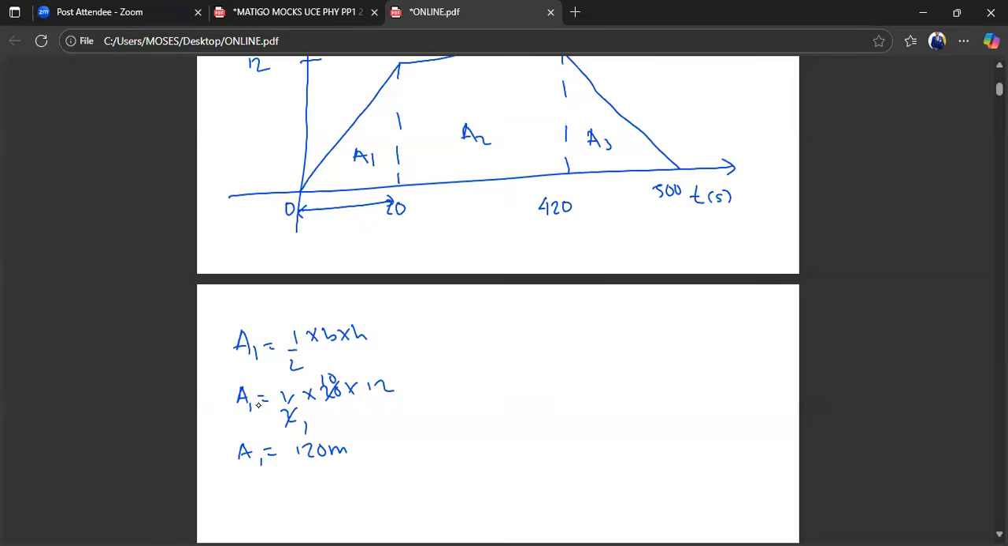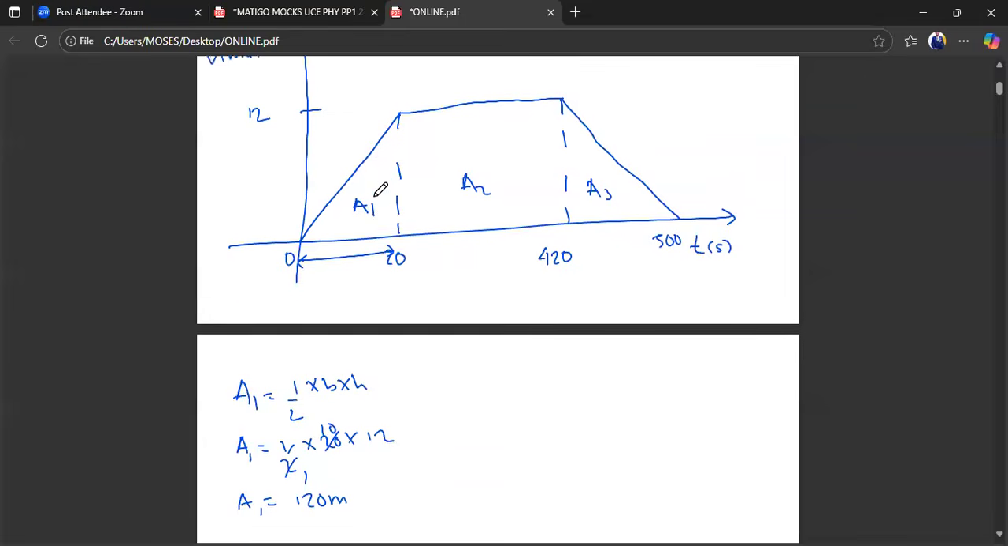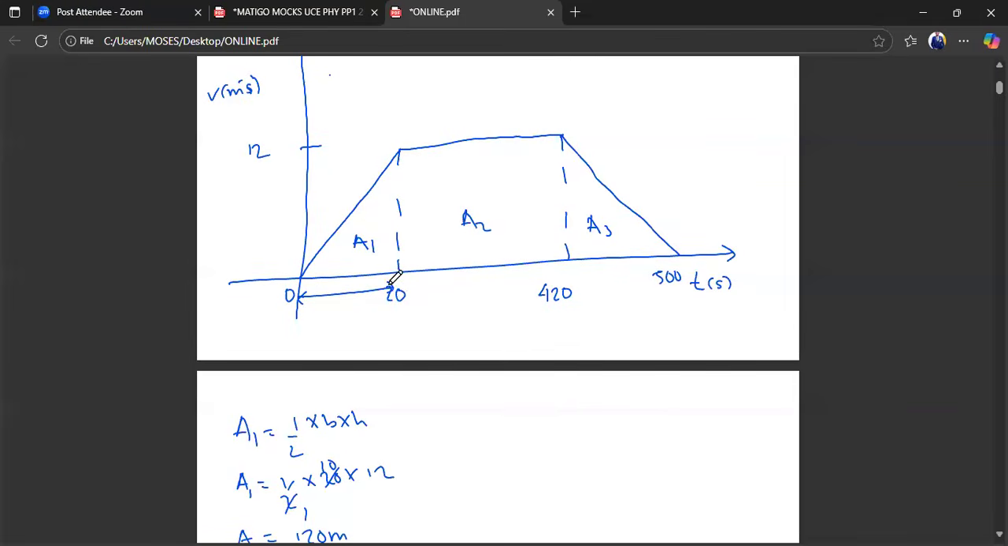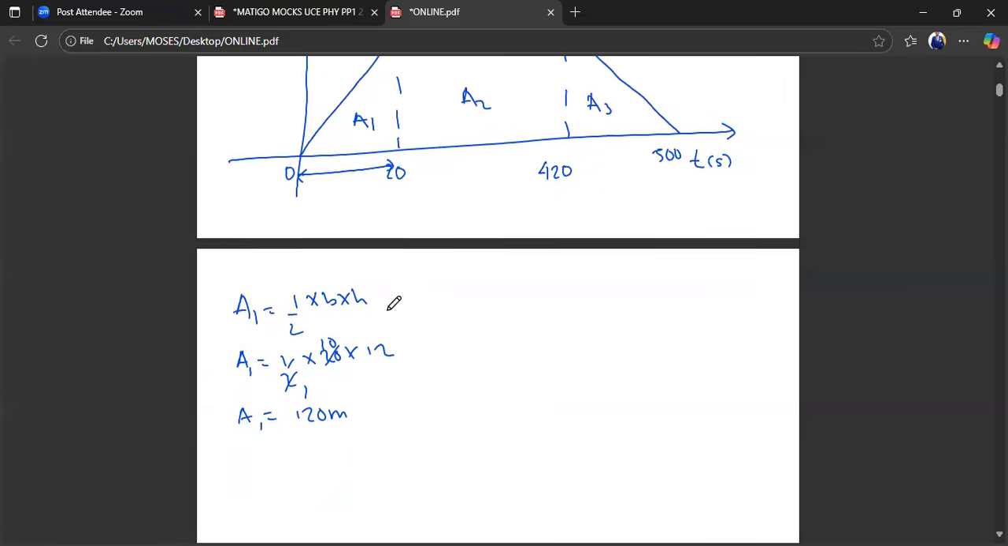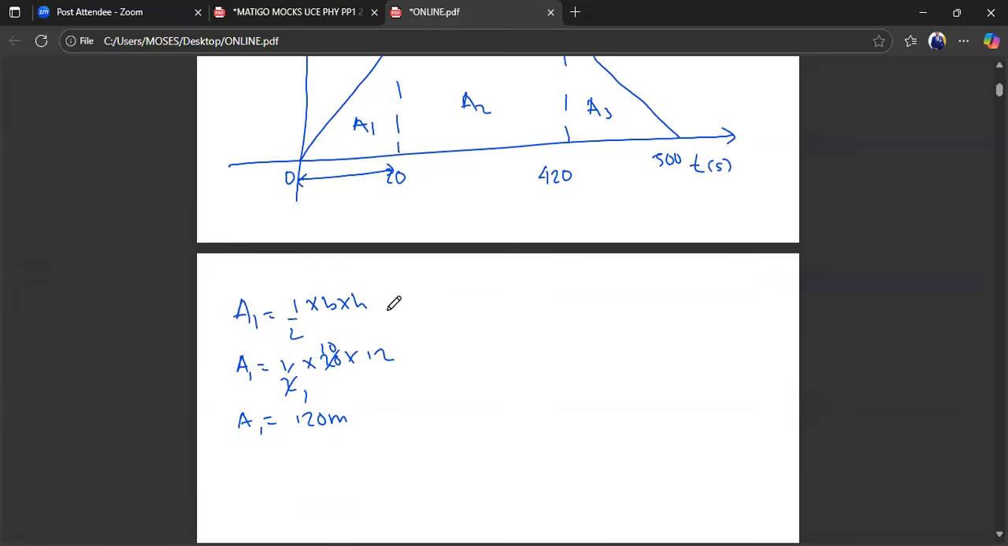Now, you see, our time here is in seconds. So we have 20 seconds here. Our height here is in meters per second. Now, when you come to multiply here, area A1 is given by a half. Our base is 20 seconds. Our height is 12 meters per second. Now this will give us 1/2 times 20 times 12, then s times m s power -1.